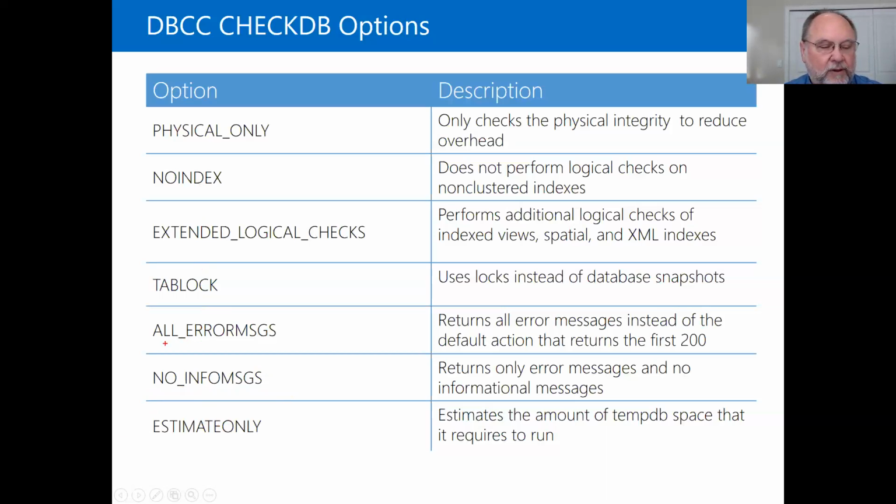Additionally, it will only return the first 200 errors that it encounters. Honestly, if you've got more than 200 errors, you've got a big problem and you're going to have to start working on this hard. But if you're on the phone with Microsoft support, they may ask you to run it with all error messages, because they're going to have you save it to a file and ship it to them. Then they can run it through some automated solutions and try to figure out what's going on. But you probably won't run all error messages unless you're on a support call with Microsoft.